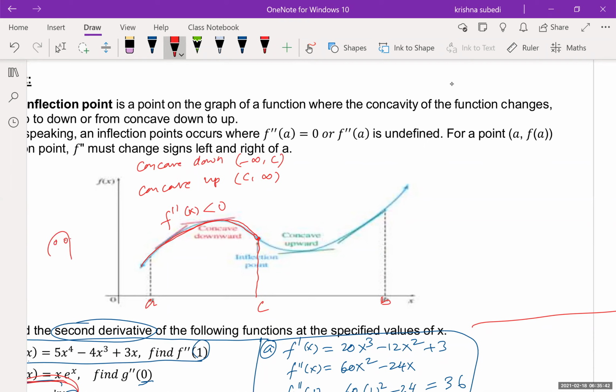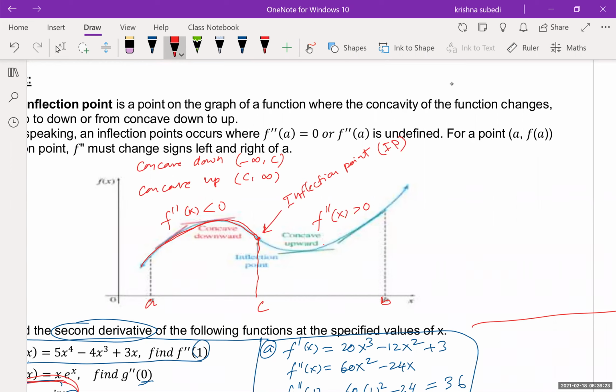You can think of it this way: down means negative and up means positive. Negative here and positive there. This side is concave upward, which means the second derivative is positive. At this point, we call it an inflection point. In short, I'll call it IP from now onwards. When I say IP, I'm talking about inflection points.